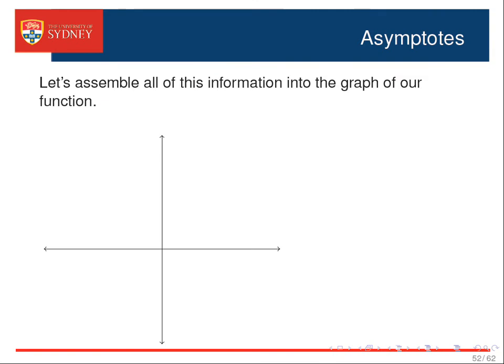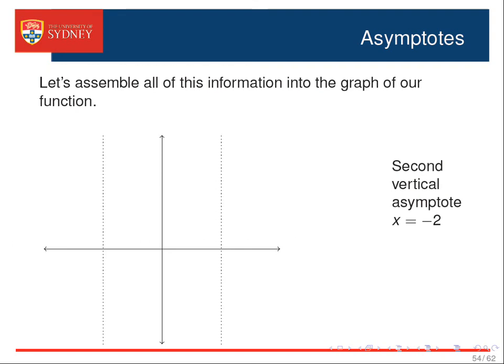Let's use all of the information we just found to sketch this graph. First, the vertical asymptote at x equals 2. Now, the other vertical asymptote at x equals minus 2. Now, the horizontal asymptote at y equals 1. We know that as x tends to 2 from above, y tends to infinity, and as x tends to infinity, y tends to 1, so we can fill in this part of the graph.